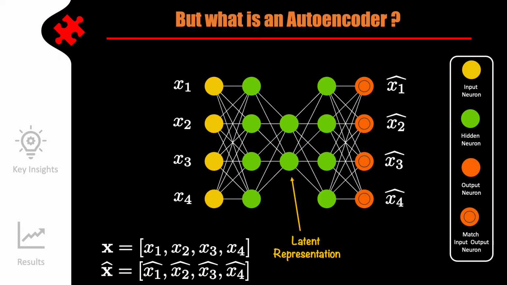The last part in this diagram that I want to bring your attention to is the hidden layer. As you can see, this hidden layer has a smaller number of neurons than other hidden layers. The outputs of this layer give us what we call the latent representation of our input vector. Now the word latent has many meanings depending on the context. In this context, it is used to represent a lower dimensional version of your input. That is a 2-dimensional latent representation for a 4-dimensional input vector.